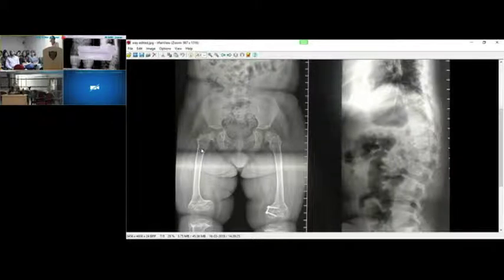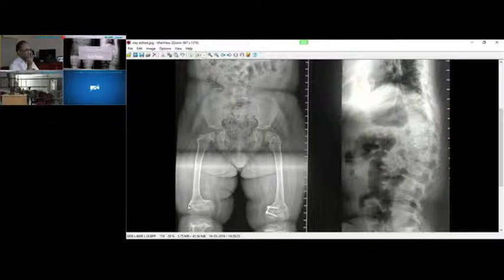So is the primary abnormality at the epiphysis, which would be an epiphyseal dysplasia, or is it at the metaphysis? Where is the primary abnormality? How do you tell the primary abnormality is at the metaphysis? Because the metaphysis is sclerosed. So describe the metaphysis here.